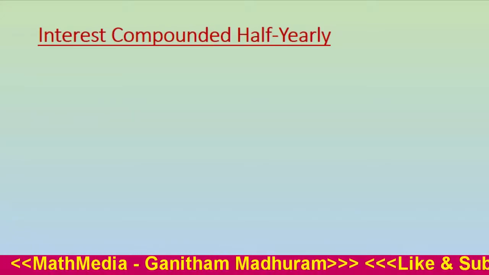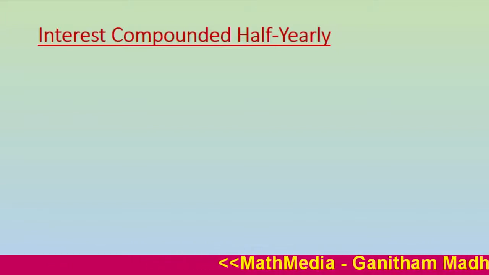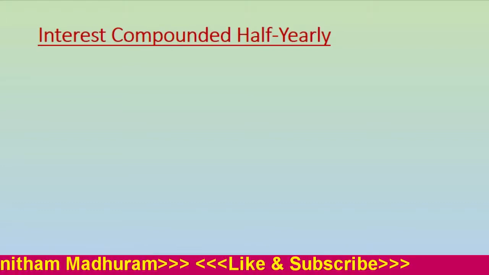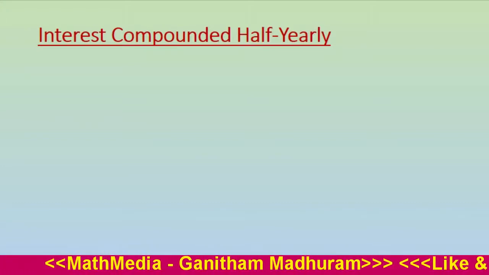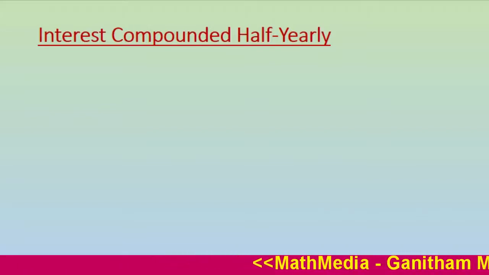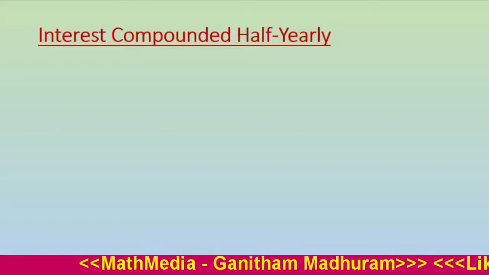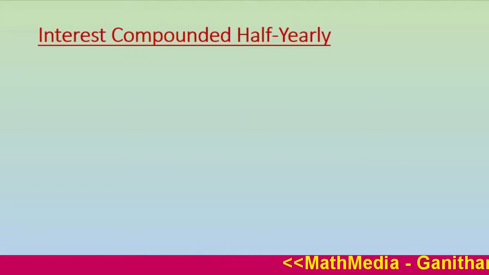If the interest is compounded half yearly, then what changes occur? Annually means we are calculating interest only one time. Half yearly means in a year we have to calculate the interest two times. So what change occurs in the rate of interest? Yes, our rate of interest will also become half.